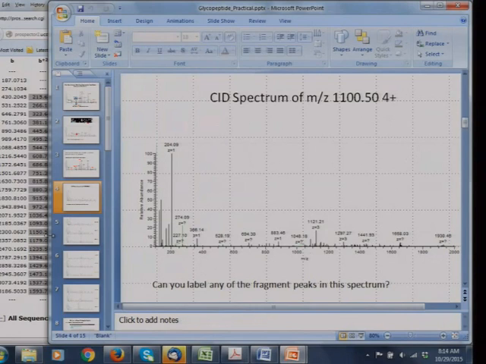Right. Okay. So yes, you're correct. You're going to get some low mass ions. So this 204 here is the HexNAc oxonium ion. So it's telling us that there is a HexNAc in there.